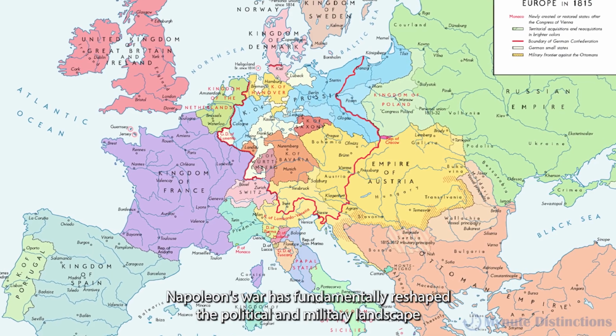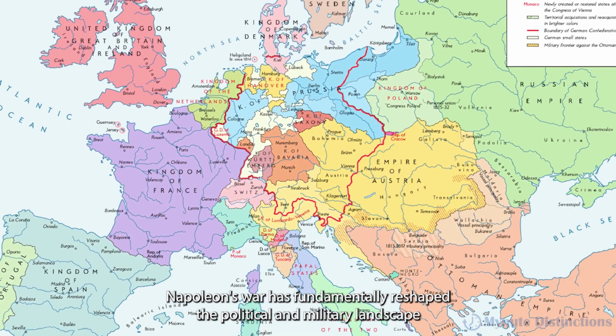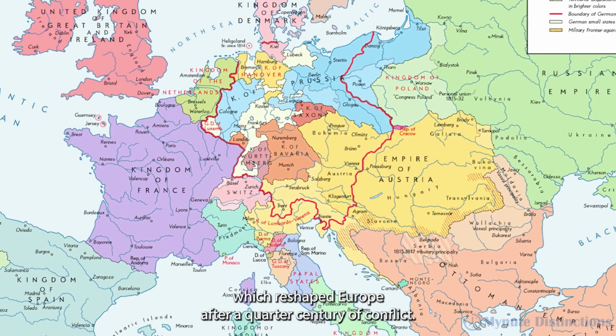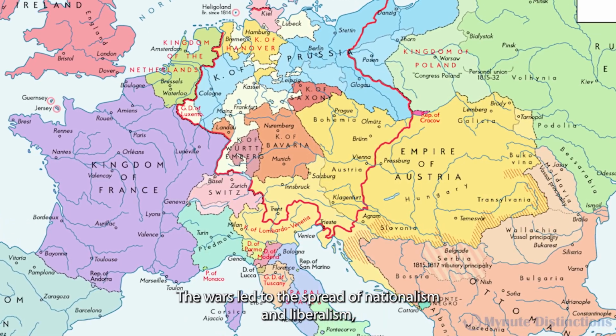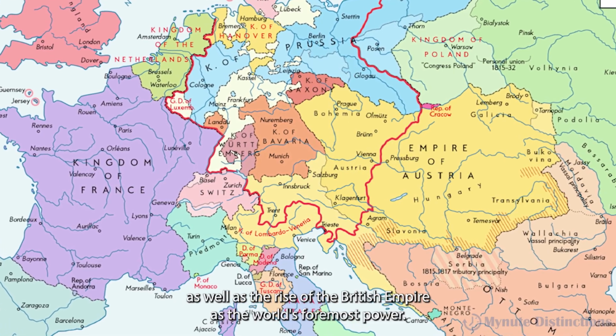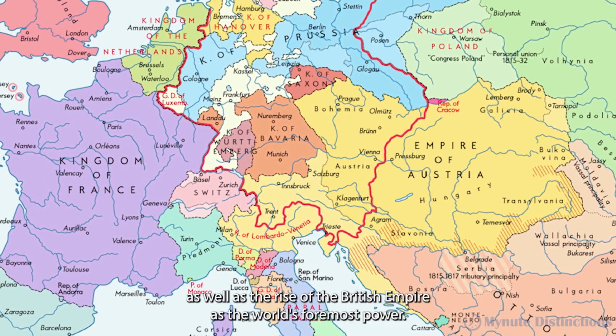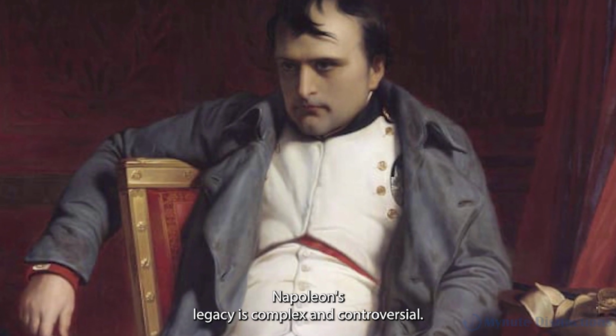Napoleon's wars fundamentally reshaped the political and military landscape of Europe, culminating in the Congress of Vienna, which reshaped Europe after a quarter-century of conflict. The wars led to the spread of nationalism and liberalism, as well as the rise of the British Empire as the world's foremost power. Napoleon's legacy is complex and controversial.